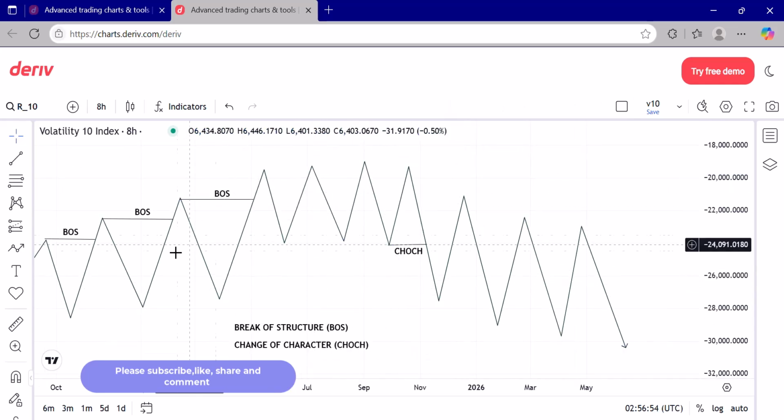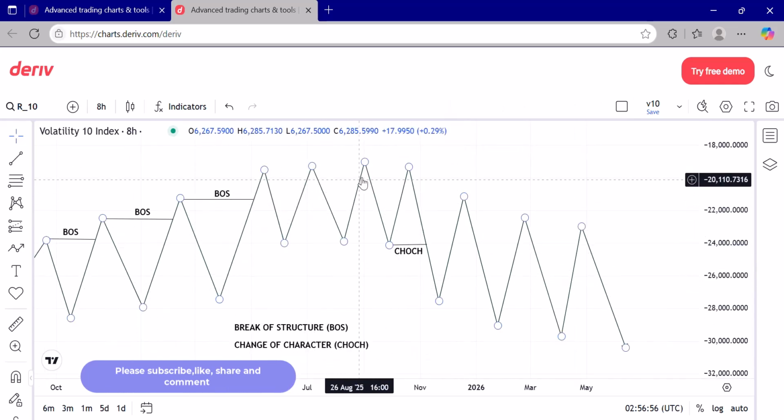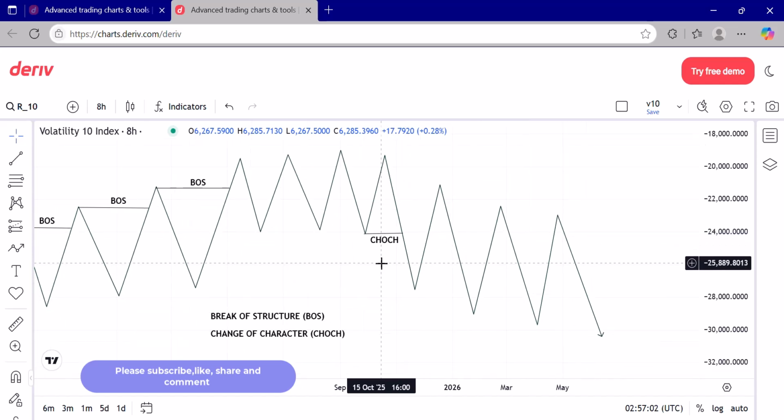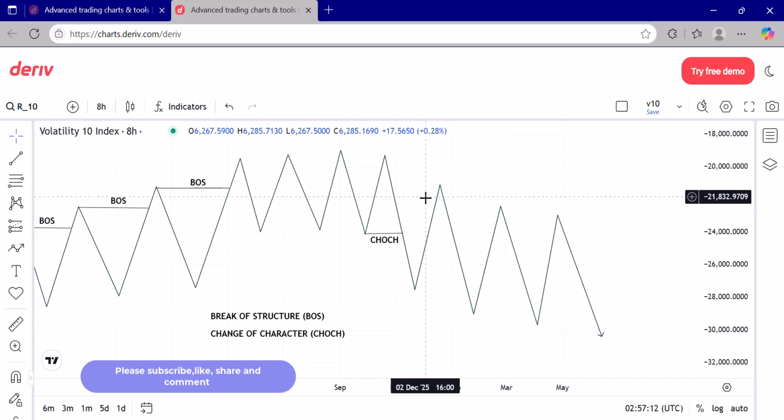So now what happened here? The market was in an uptrend and then it ranges a little. So when the price came here, it broke structure. So now this break of structure that changes the direction of the market is what we call change of character. Change of character, meaning the direction of the market has changed. The bias of the market has changed. It's no more bullish. It's now bearish.